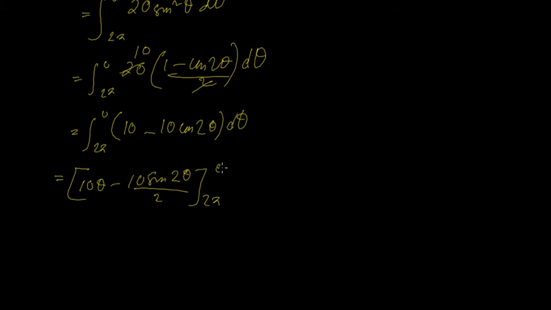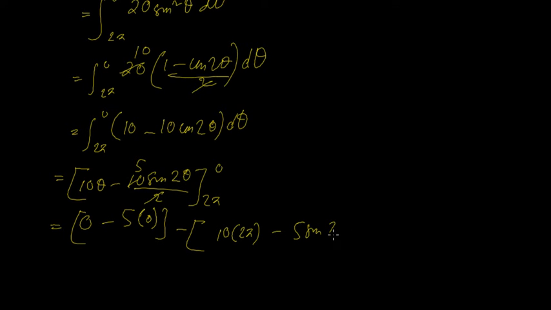So 2 pi is 0. So 2 5s are 10. So if you put the limit, 10 zeros are 0 minus 5 sine zeros are 0, so that means 0. Now if you put 2 pi, 10 into 2 pi minus 5 sine 2 into 2 pi. So this is 0, 5 zeros are 0, so this is 0 minus 5 to the 10, 10 to the 20 pi minus sine 4 pi.